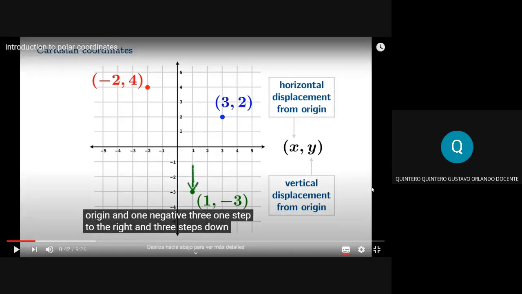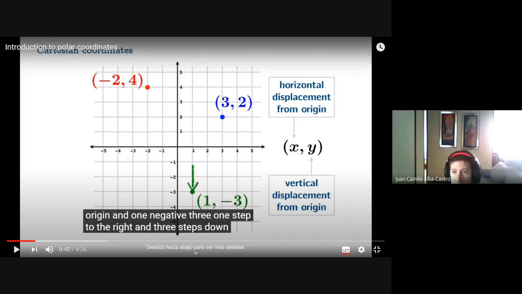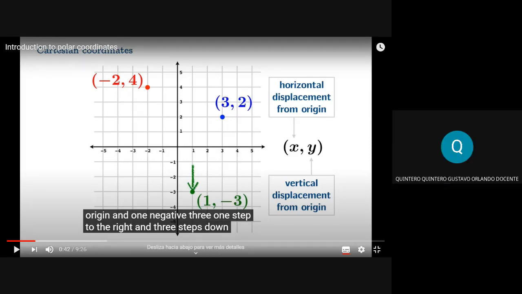Right, so these are the usual coordinates, right? Can you tell me in the chat what is the name of these type of coordinates? Rectangular coordinates. Beautiful. Yes, rectangular coordinates. That is it. All right, let's continue.